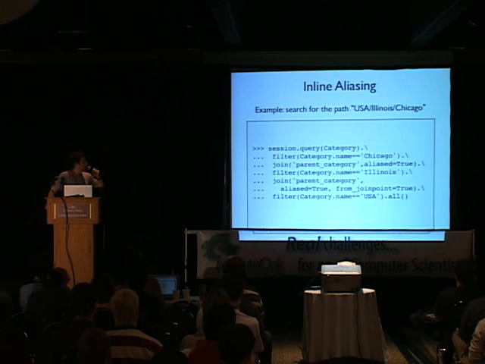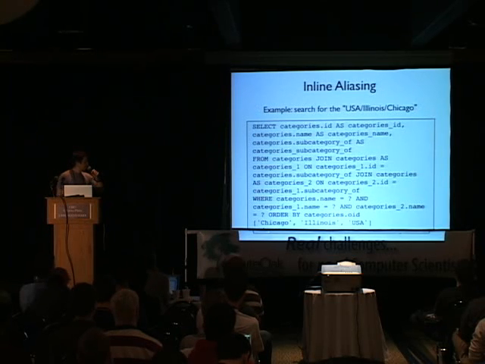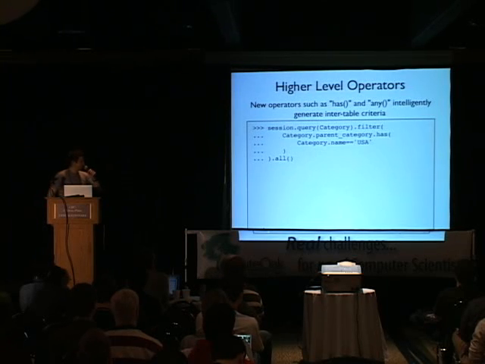USA/Illinois/Chicago. Look for category objects with the name Chicago, join to the parent category, and those parents should be named Illinois. Join again to the parent, those should be named USA. Give me all of them. This is the SQL. And that's aliasing. Another thing we have is has and any.